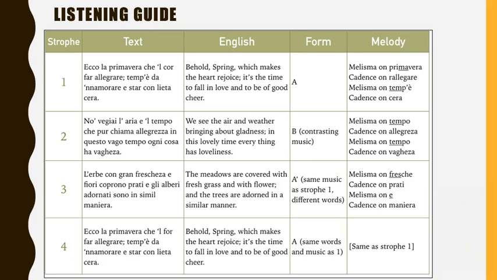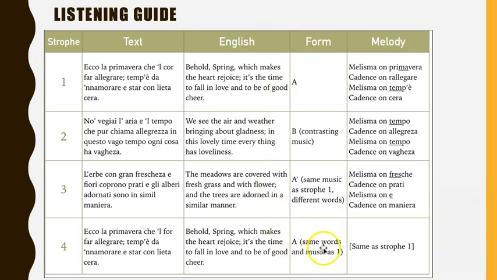So I've created a listening guide here for us, and we'll watch this as we listen to the piece. How I've laid it out, we've got 4 strophes or stanzas. These are the different sections of text. Here is the original Italian, so we'll hear it sung in Italian. English translation here. You can see that this is a pretty happy love song about the beauty of spring and being in love. So perfect for courtly love practices.